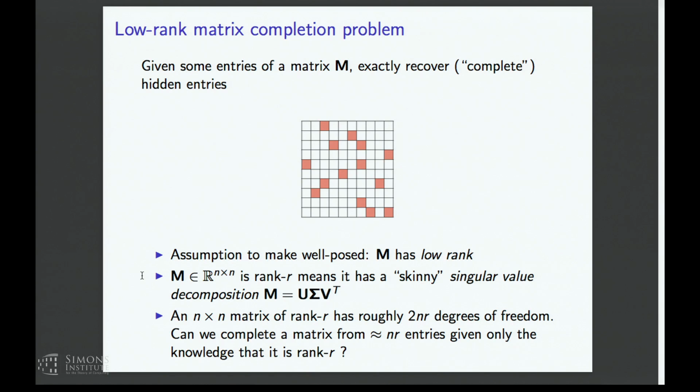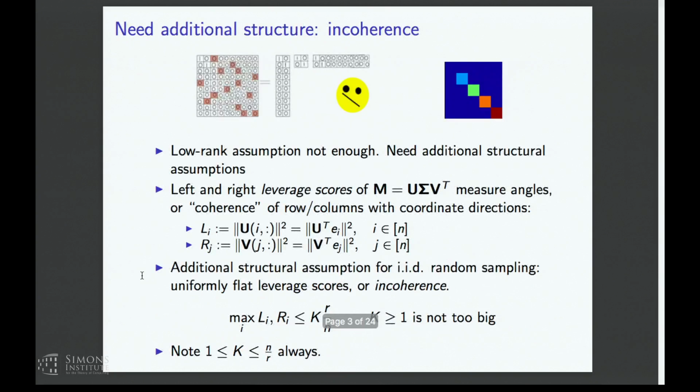I'm going to assume for this talk that the matrix is square, just so there's one fewer parameter, but everything here extends to rectangular matrices also. So an n by n matrix which is rank r means that it's degenerate. In some sense, it has a skinny singular value decomposition, and essentially only has on the order of 2 times n times r degrees of freedom, as opposed to n squared degrees of freedom. Because of this reduced number of degrees of freedom, we can imagine that we could complete such a matrix, given only the knowledge that it's rank r, from on the order of n times r revealed entries. And that's where the story starts.